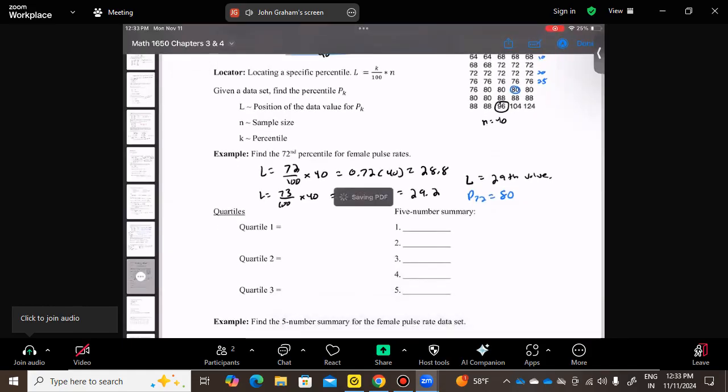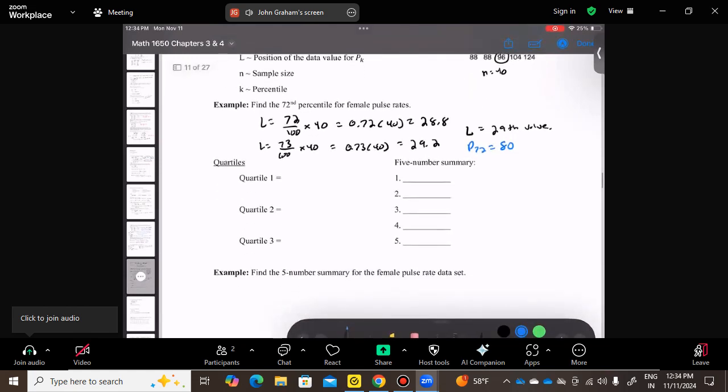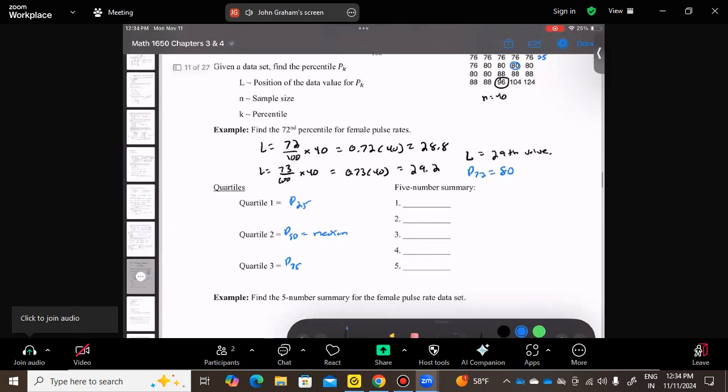All right, so now we're going to look at what's called a 5-number summary. And I want to specify what's called quartiles. First quartile is P25. Second quartile is P50, which is also the median. Third quartile is P75. And it's going to make our 5-number summary be the low, the first quartile, the median, which is the second quartile, the third quartile, and the high value.